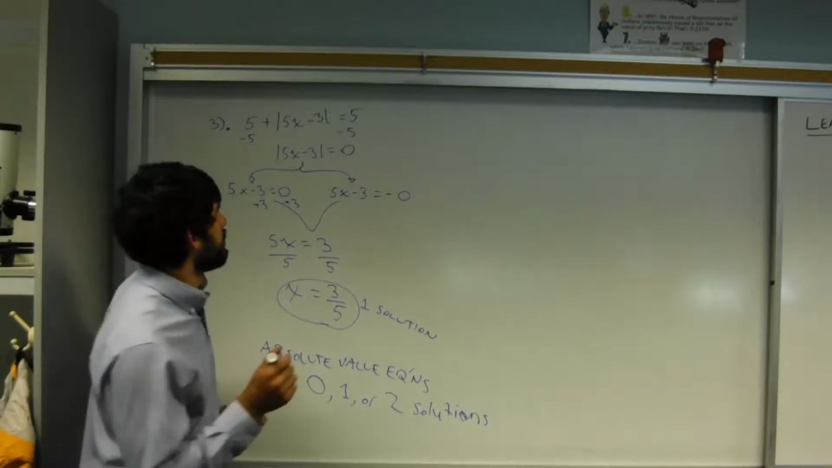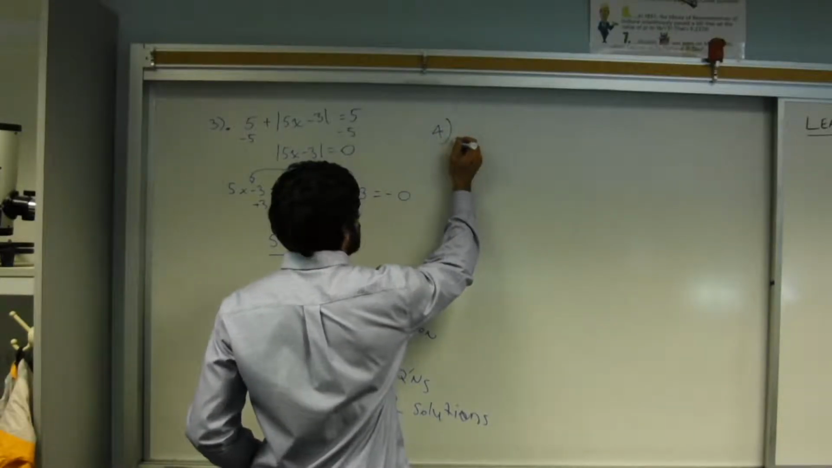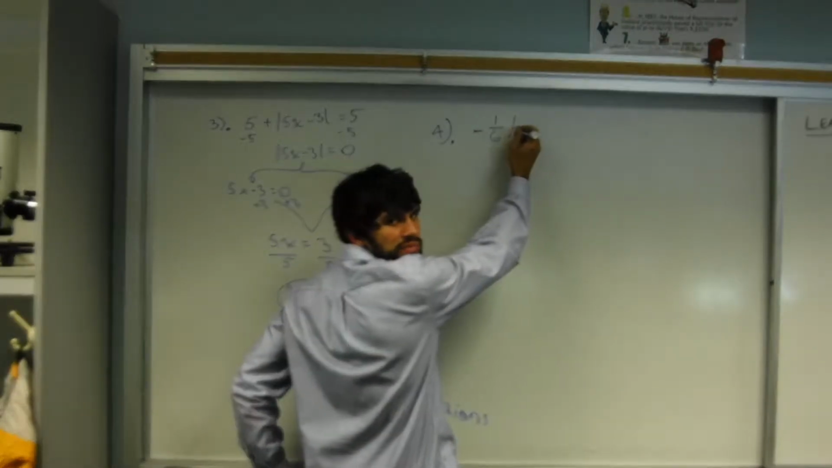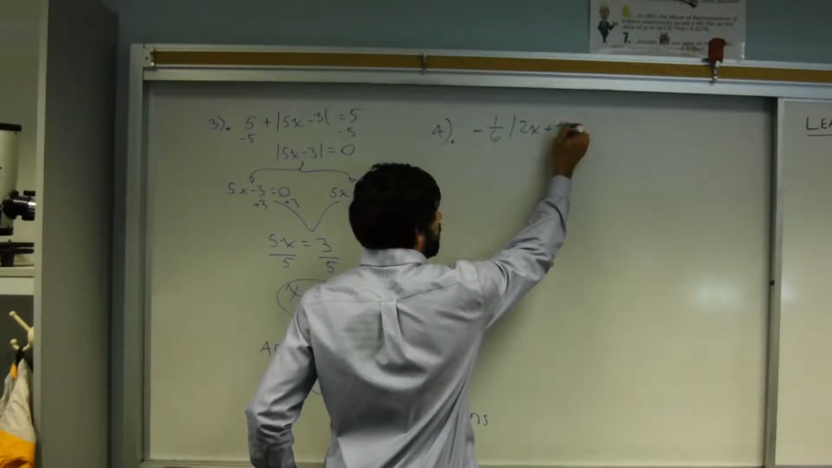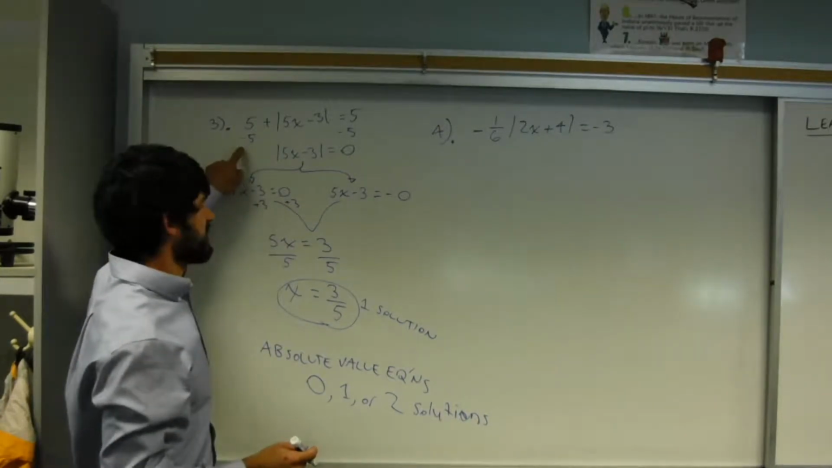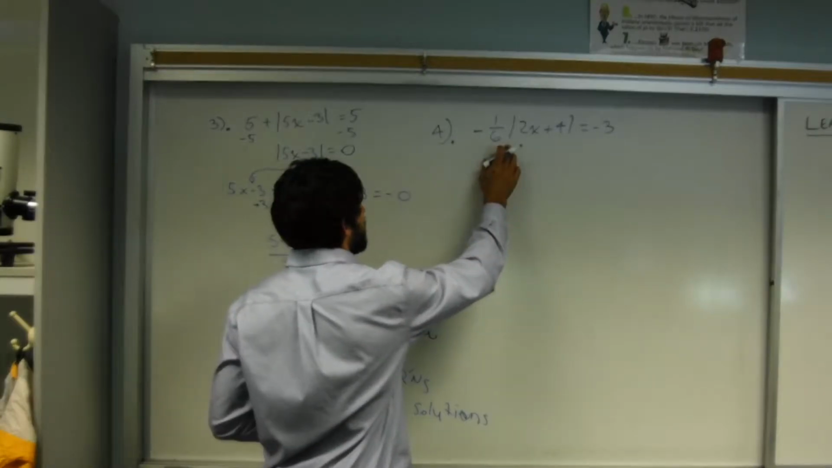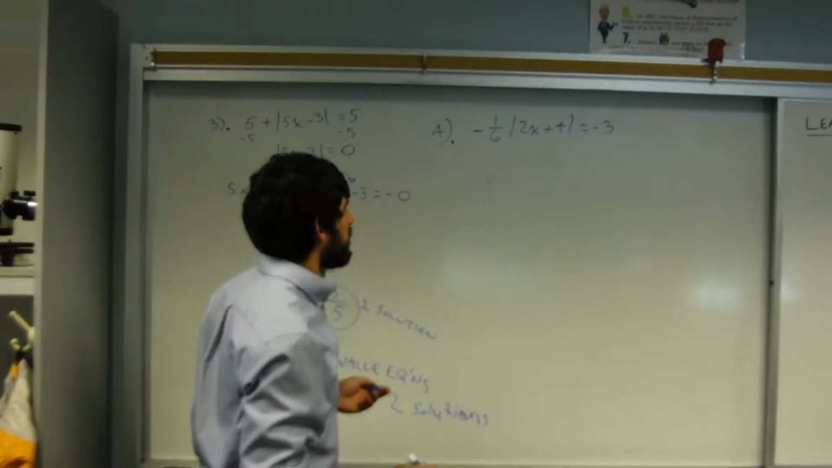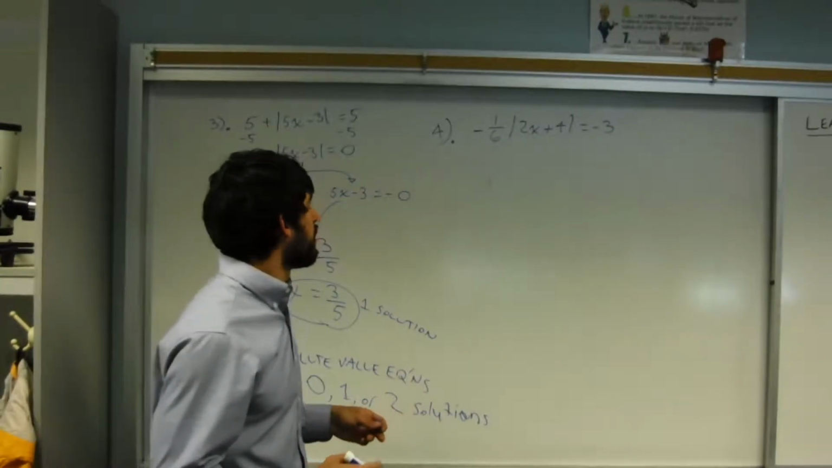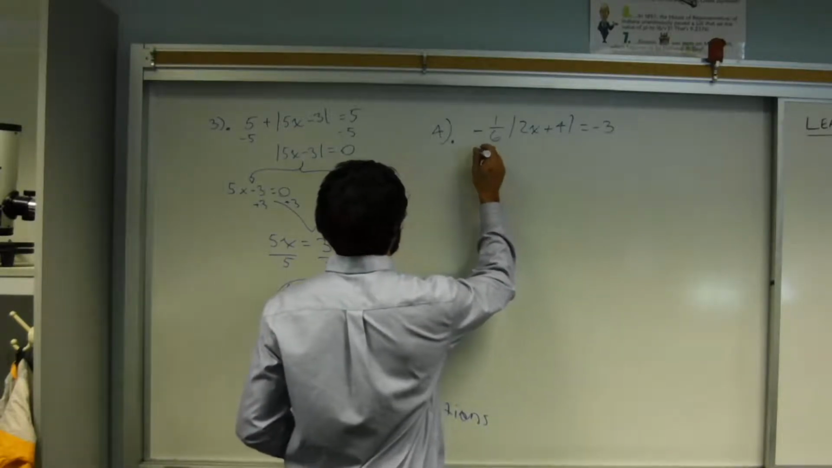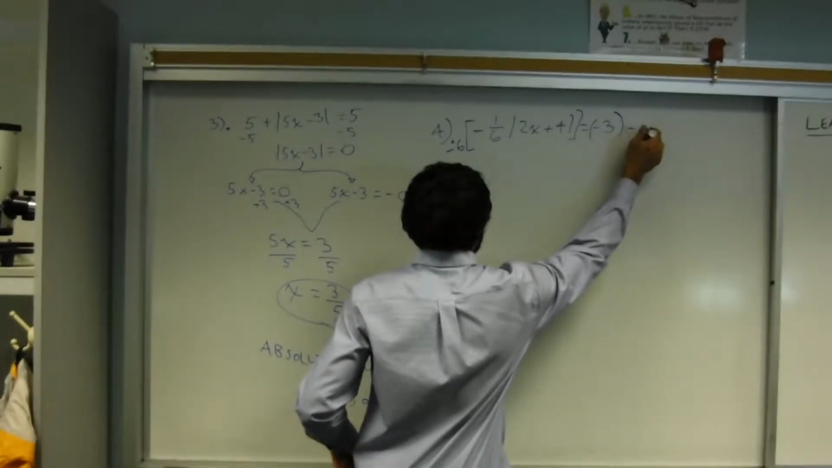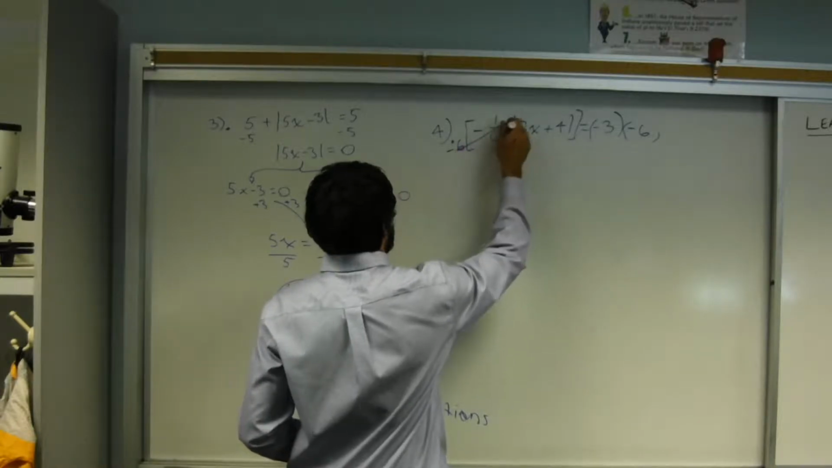So now we're going to move on to number 4. For number 4, we're going to say -1/6 times the absolute value of 2x plus 4 is equal to -3. So we start out kind of similar to the last one. Our absolute value is not isolated yet. And you notice our absolute value is equal to a negative number. However, our first step in this problem to get rid of this -1/6 is going to be to multiply each side by -6. That's going to get rid of this.